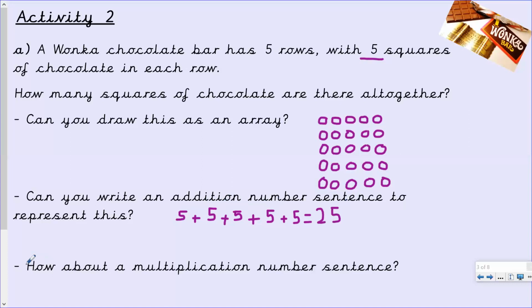If you haven't had a go at doing this last question, pause the video, have a go. It wants you to write a multiplication number sentence to represent this array or represent the number of chocolates all together. Pause the video, have a go, and play the video when you're ready.